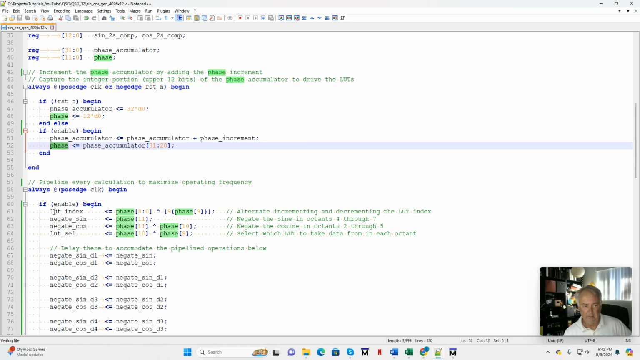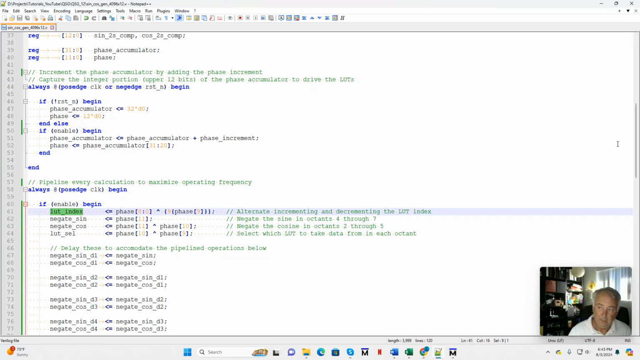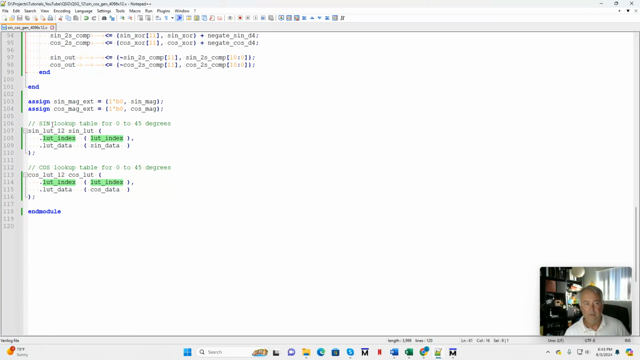So here we have the lookup table index, and we are alternately inverting it based on bit 9 of the phase. That lookup table index feeds into our sine lookup table and our cosine lookup table. Each of these lookup tables contains, in our implementation, 512 data values for indexes 0 to 511.